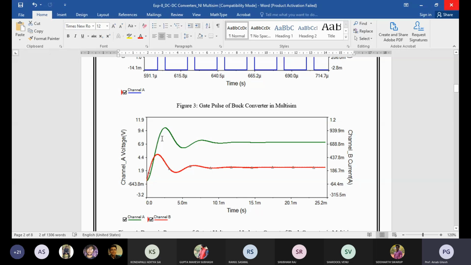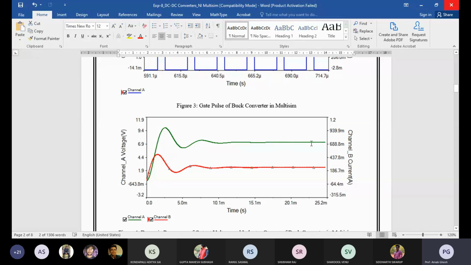Your steady state value is nearer to 6.9, more or less 7, and your maximum value is nearer to 10. So the peak value is 10 and the actual value is 7, so 10 minus 7, divided by 7. So how much percentage?